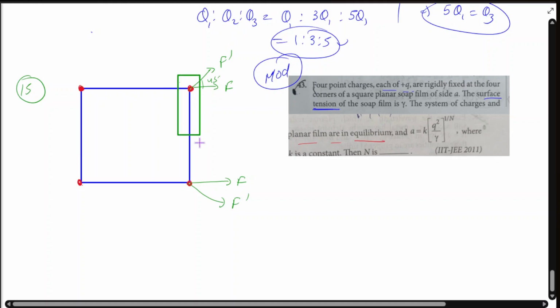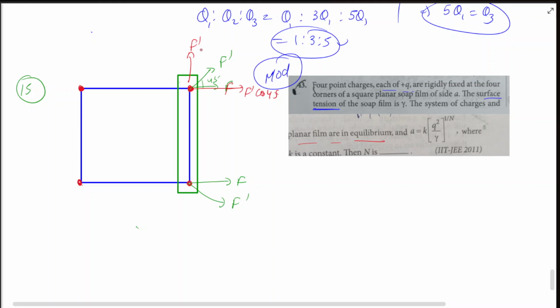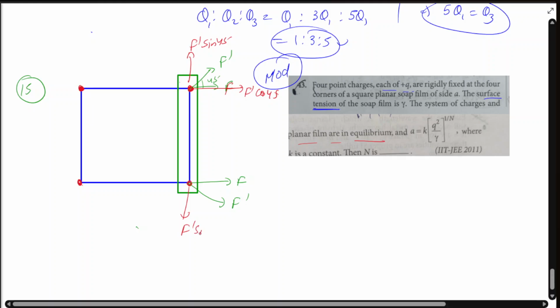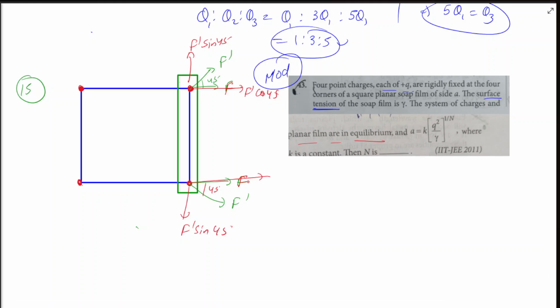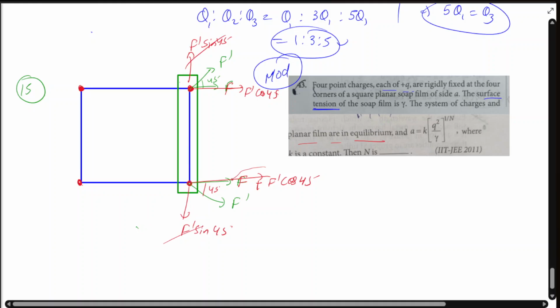Let's consider this as our system. Okay, now let's resolve these forces. So this will be F dash cos 45, and here will be F dash sin 45. Now here it will be again the same F dash sin 45 because this is 45, and here it will be this F plus F dash cos 45, right? Now F dash sin 45 will cancel out, but who will balance these four forces?